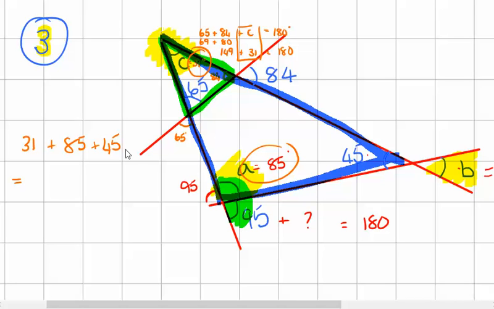Wait, 31 plus 45 is 76, right? I think I made the lines bigger, like that. Oh, 161. 45 and 85, well that makes 130, 161 degrees. Now, the thing is, it's not the same. Well, the thing is, it should be.